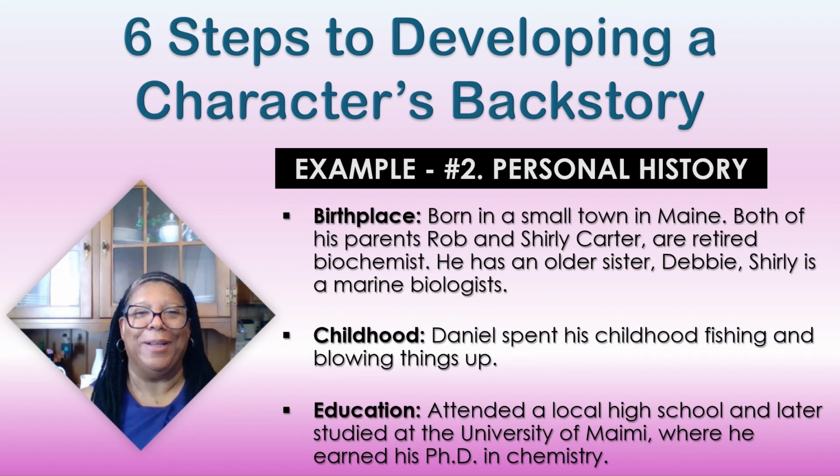Personal history. Daniel was born in a small town in Maine. Both of his parents were biochemists. His father's name was Rob and his mom's name was Shirley. However, even though they were biochemists, his mom was a marine biologist. And he has an older sister named Debbie. Daniel spent most of his childhood fishing and blowing things up. He was a devilish child. His education, he attended his local high school and later studied at the University of Miami, where he got his PhD in chemistry.